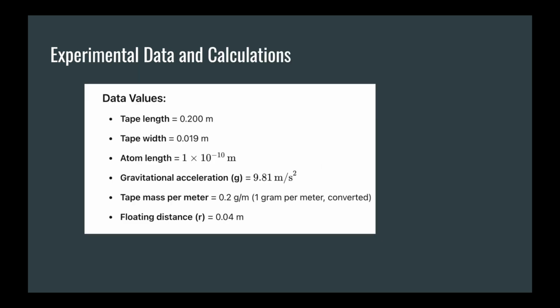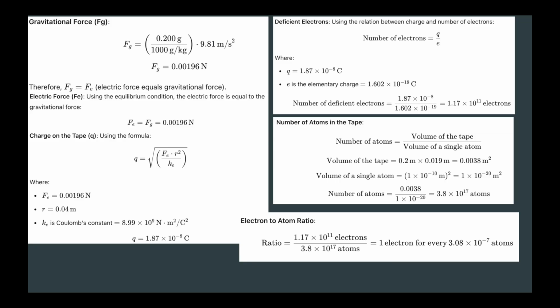Now on to experimental data and calculations. These are my data values. The tape length was 0.2 meters. The tape width was 0.019 meters. The atom length was 1 times 10 to the negative 9 meters. Gravitational acceleration is 9.8 meters per second squared. The tape mass per meter was 0.2 grams per meter, 1 gram per meter converted, and the floating distance r was 0.04 meters. Using the data from the previous slide, I was able to calculate the gravitational force, the charge on the tape, the deficit electrons, the number of atoms in the tape, and also the electron to atom ratio using the formula stated here.